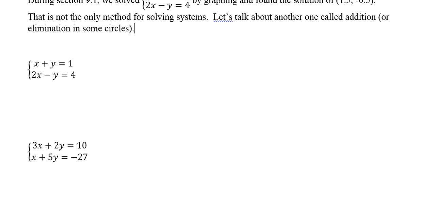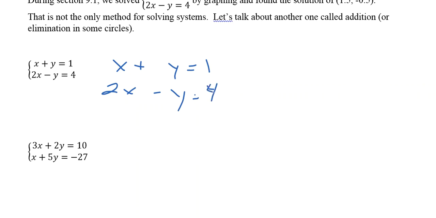So what we're going to do is we're going to keep them there, and I'm just going to rewrite it. So I have x plus y equals 1. I have 2x minus y equals 4.